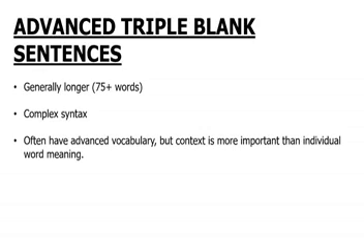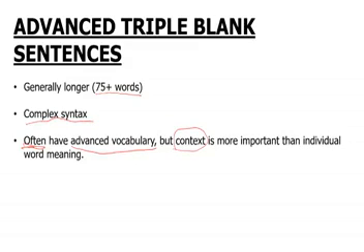Okay, next we're going to look at advanced triple blank sentences. So what makes a triple blank particularly advanced? Well, it will be one of the longer ones. So you can spot them if they're 75 plus words, which means probably advanced. Complex syntax, the grammar is long and winding. Now, very often there will be advanced vocabulary, but not always. You can't assume the advanced vocabulary is going to absolutely dominate these ones. Context is key, just as it would be in any other triple blank sentence.